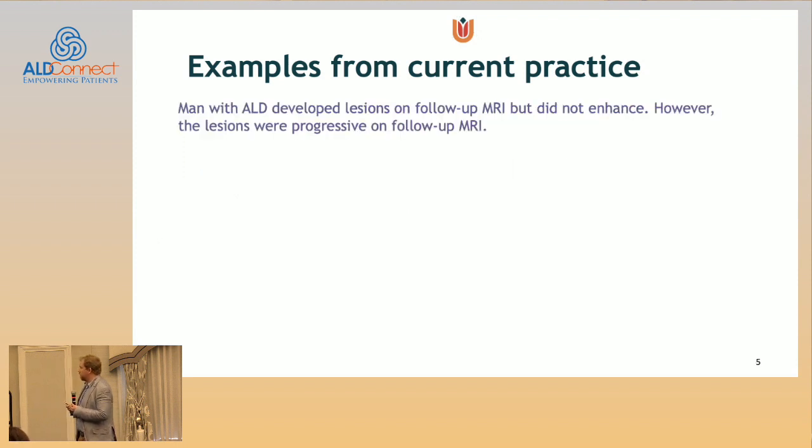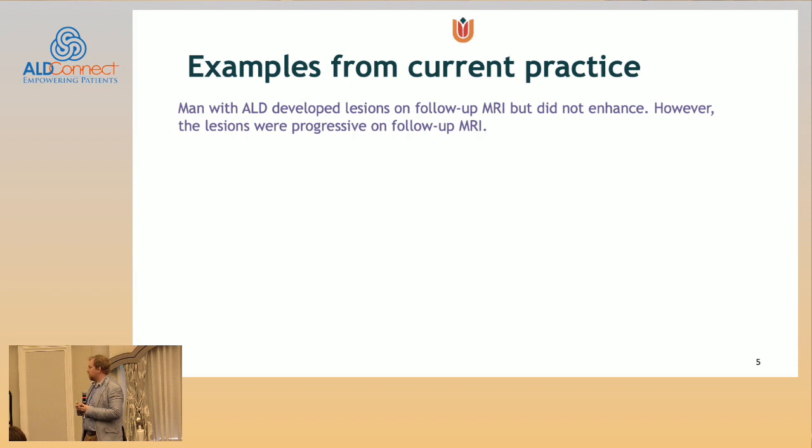Another example that actually shocked us: we had a man with ALD who was followed up, and he got periodic MRI scans. On one MRI scan, we saw that he had white matter lesions that were not there previously. But they did not enhance after gadolinium. So we did not feel much urgency. We thought, well, he's probably not progressive, so let's wait and repeat scans. We repeated scans periodically, and we saw that the lesions increased, but they still did not enhance.